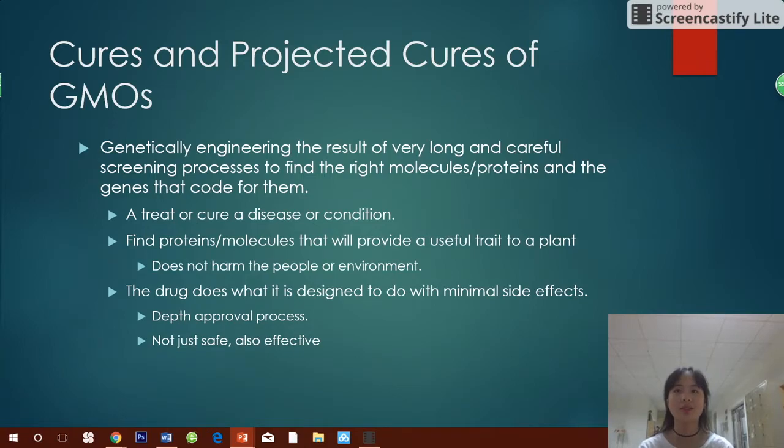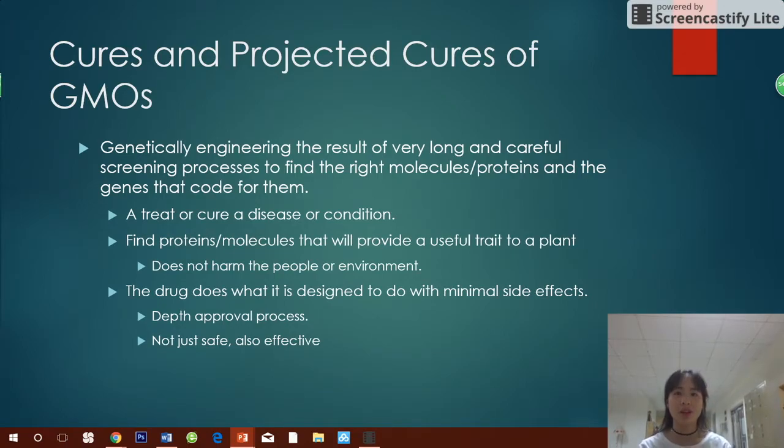The intent in agriculture is to find a protein or molecule that will provide useful nutrients to a plant and does not cause harm to people or the environment. The approval process for a drug product is to ensure that the drug does what it is designed to do with minimized side effects.